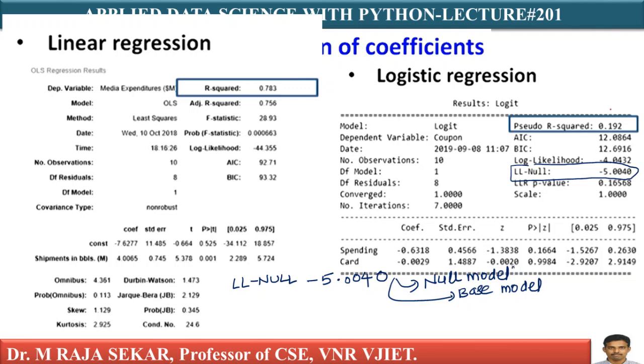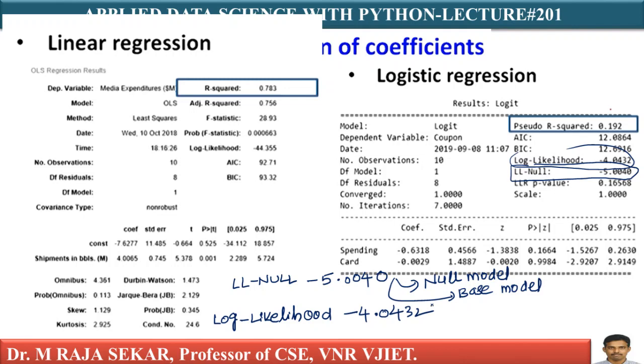So this is another model. What is it? Log likelihood. Our model's log likelihood. Let me write here log likelihood. What is the value of that particular model? Minus 4.0432, isn't it?